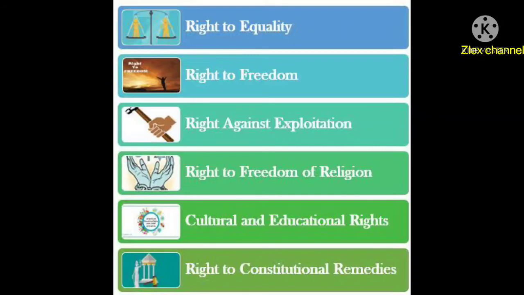Third, right against exploitation. Articles 23 to 24 abolish buying and selling of humans as well as all forms of forced labor. They also prohibit employing children below the age of 14.